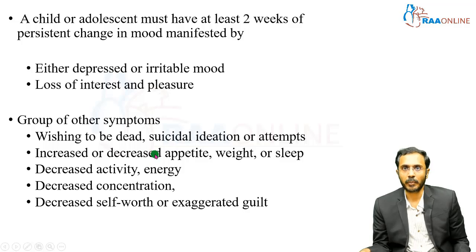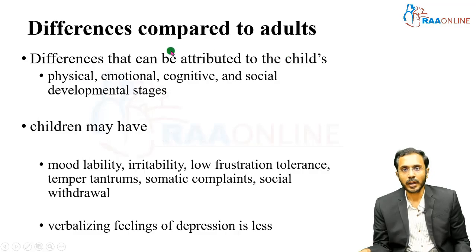Increased or decreased appetite. Appetite can be either increased or decreased. At the same time, increased or decreased sleep. Sleep can be either increased or decreased. And loss of energy, decreased activity level. And poor concentration, that is the cognitive side. And depressed cognitions, decreased self-worth, exaggerated guilt. They will have hopelessness. So these are the symptoms of depression that should be there for at least 2 weeks, causing impairment in overall functioning. And it does not present exactly as it does in adults.